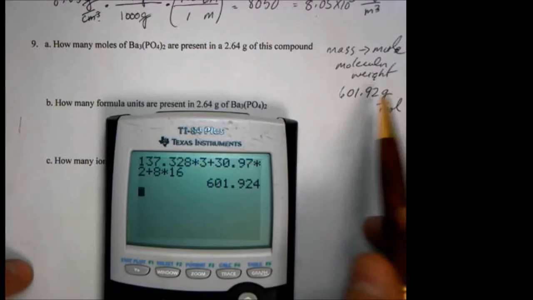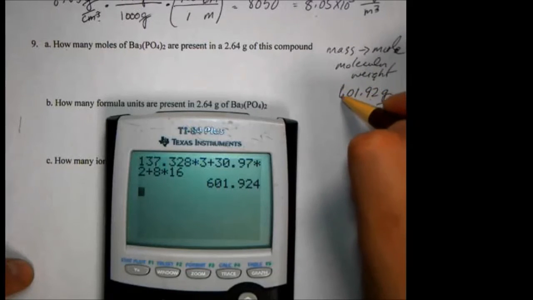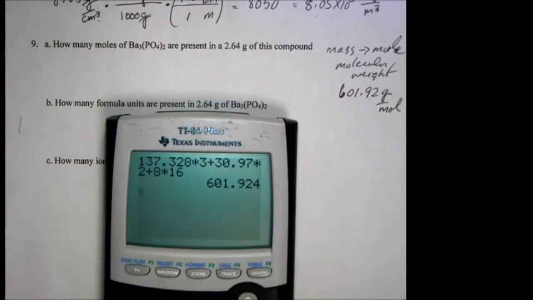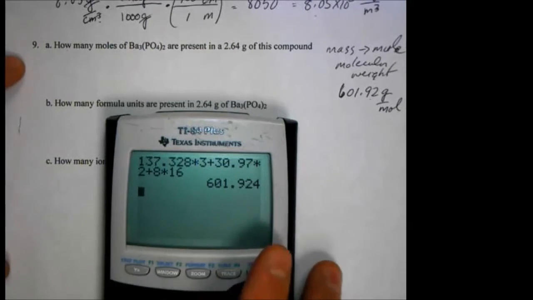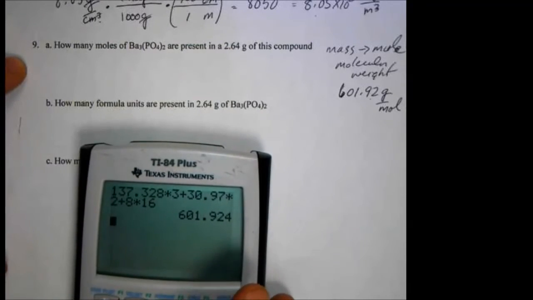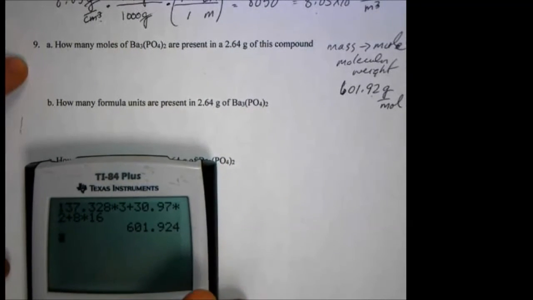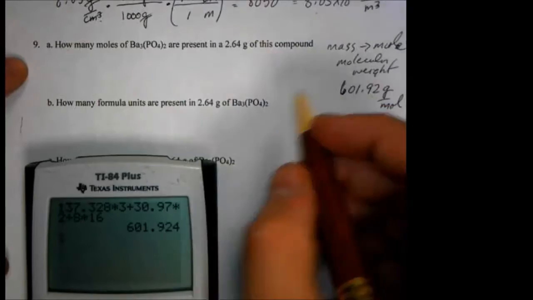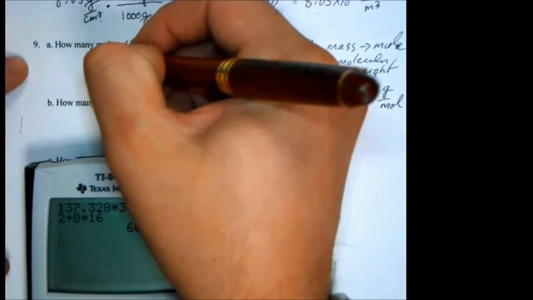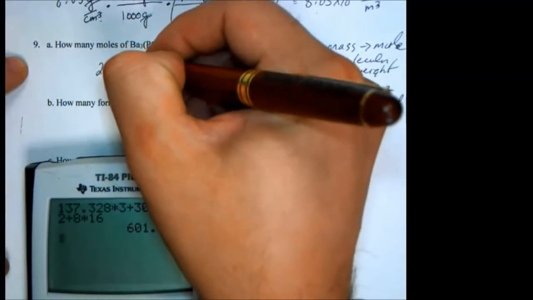Now in the exam, generally speaking, you can round these to 2 decimal places. The instructions will generally tell you what to do, but pretty much all of my instructions always say to round to 2 decimal points, so that should get you the right answer. Once we have the molecular weight calculated, based on the number of elements present, we can simply do our conversion. So 2.64 grams of barium phosphate.